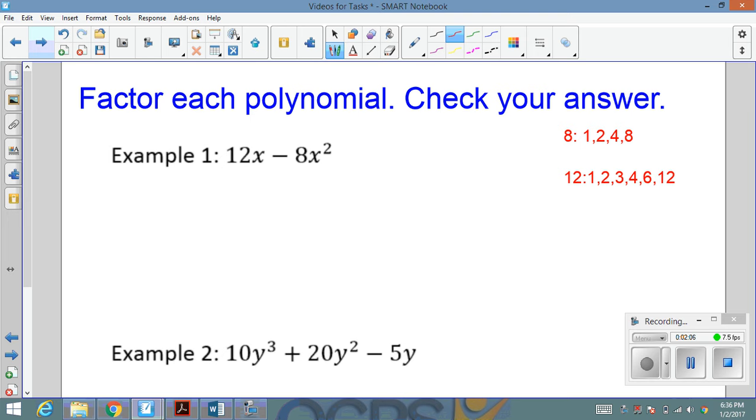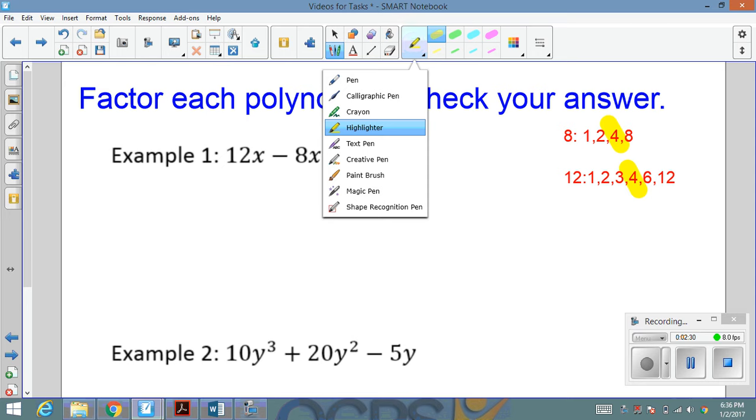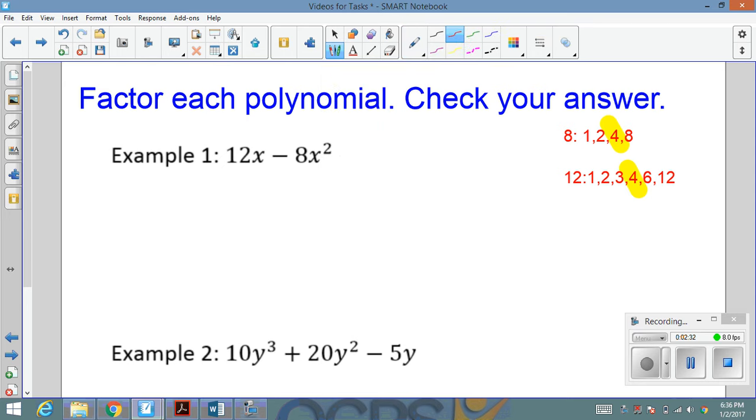Now, let's look at some examples. In our first example, we have 12x minus 8x squared, so that's the polynomial. We want to factor this by pulling out the greatest common factor. Off to the side here, I wrote out my factors for 8 and for 12, and hopefully we can see here that my greatest common factor there is 4. And then I need to look at my variables. So my GCF is going to be 4, and then the x is common. The 1 is the lower exponent, so it's going to be 4x.